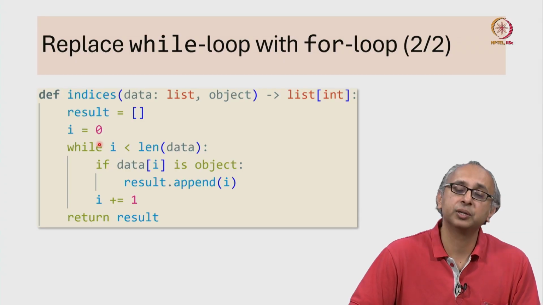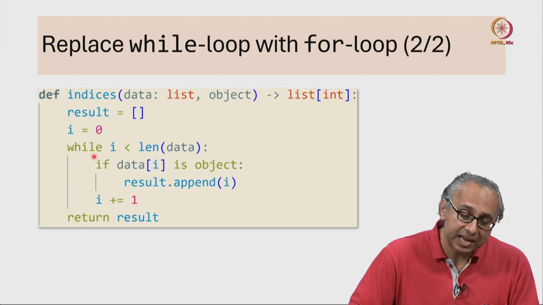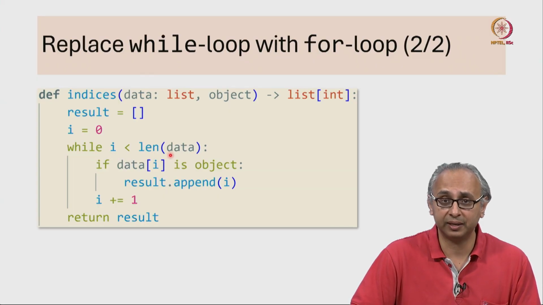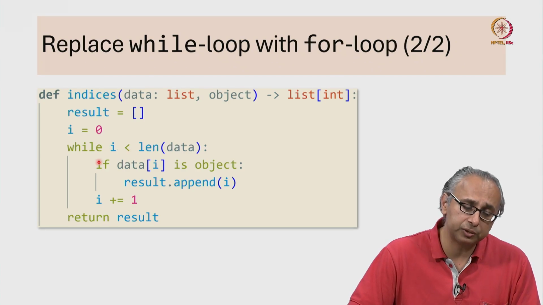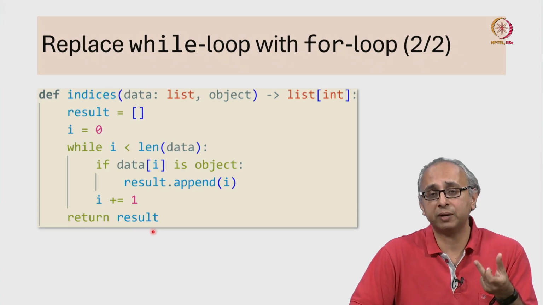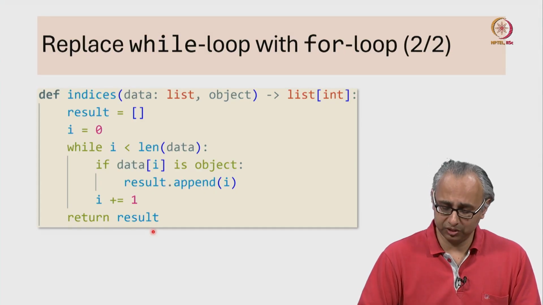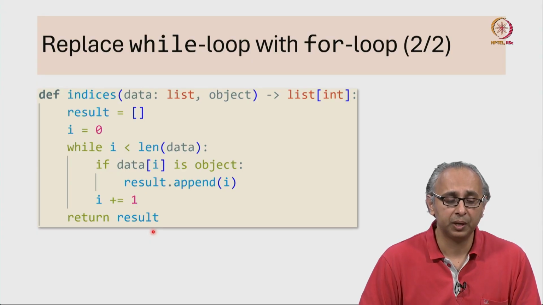And then we would check the next value of i and the next value of i, and we would keep doing this as long as i is less than the length of this given list. And when it is no longer true, when this condition is false, we would come out and return whatever result we have accumulated.